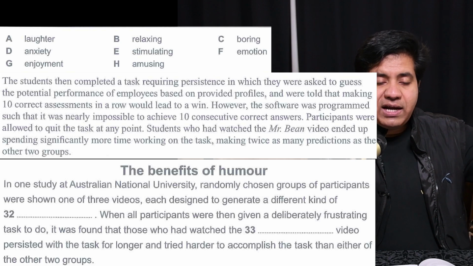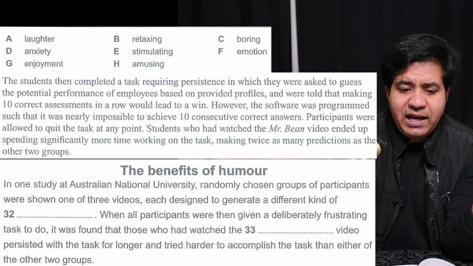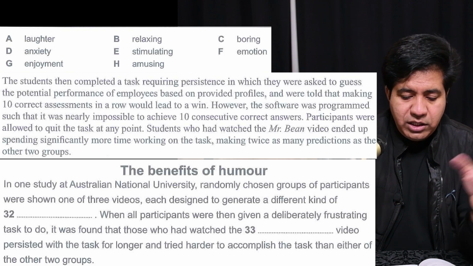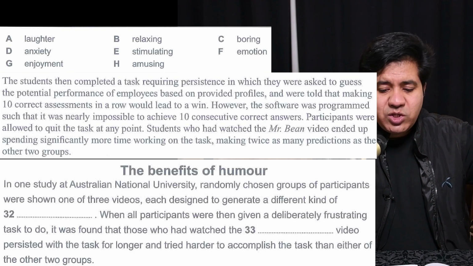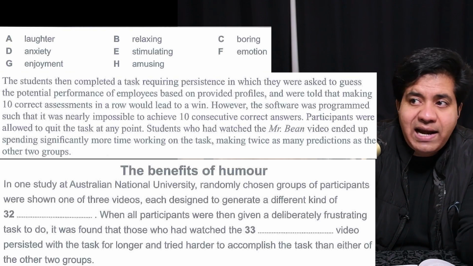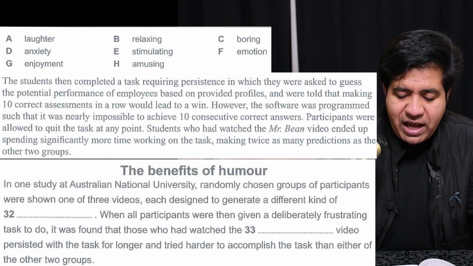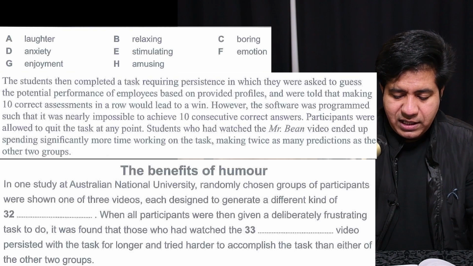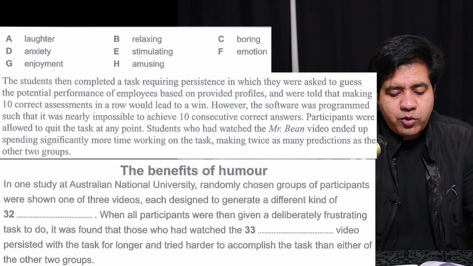Now listen, if you write laughter video, for example A, laughter video is not the right word in English. What else you said? Enjoyment video. That doesn't go with that. So it's actually amusing video. You need to see grammatical and logical correctness of your answer as well. So the answer is H, amusing. Mr. Bean and amusing, and no other word is going to go with that. Okay, let's go on. Question number 34.